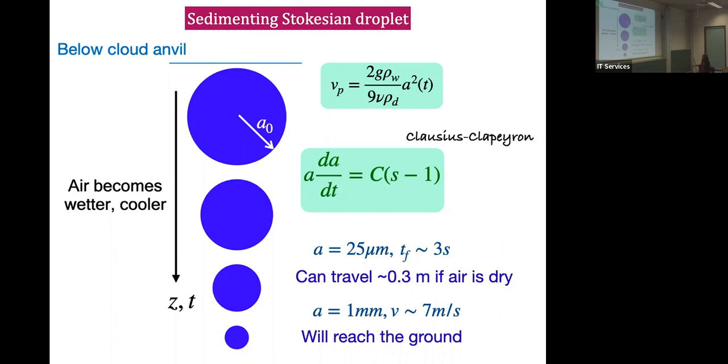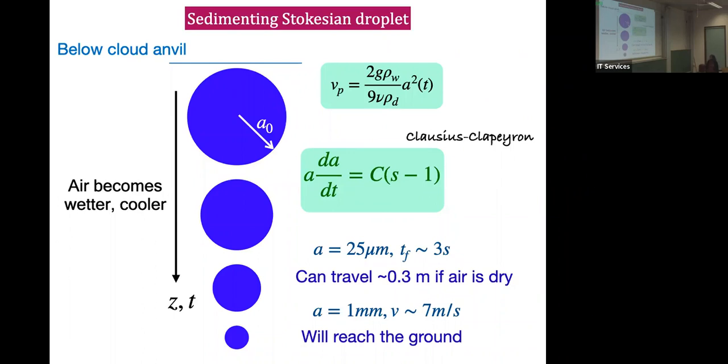So you can come up with a 1 millimeter droplet will reach the ground, whereas a 25 micron droplet, if it's super lucky, will stay alive for 3 seconds after it fell away from the cloud anvil, and it will travel about this distance before it totally vanishes. So here you have a whole bunch of very small droplets. In a cloud, there's a big droplet size distribution, and tens of microns is very likely compared to 1 millimeter. So those droplets are continuously sedimenting out of the cloud, and they're all traveling some short distance before they evaporate.